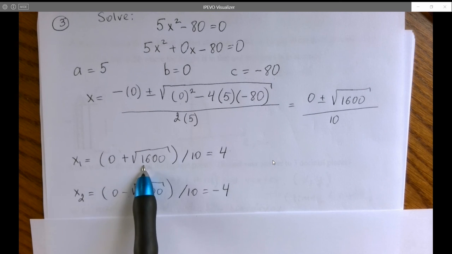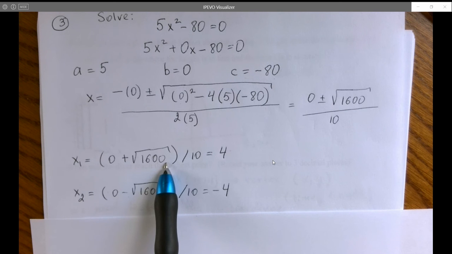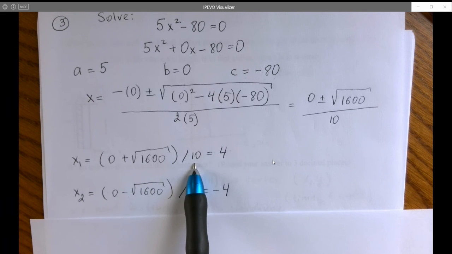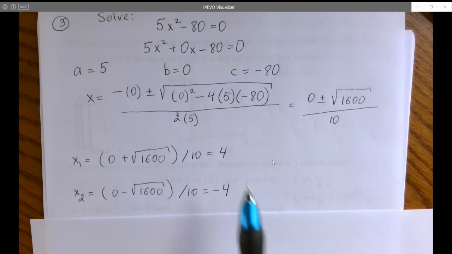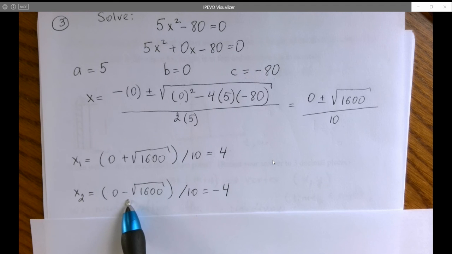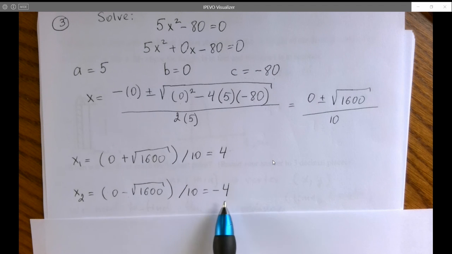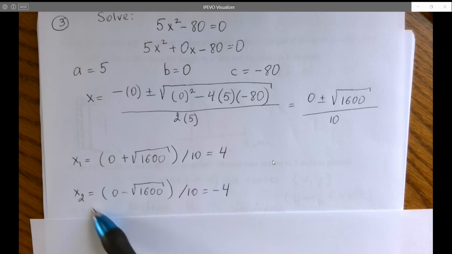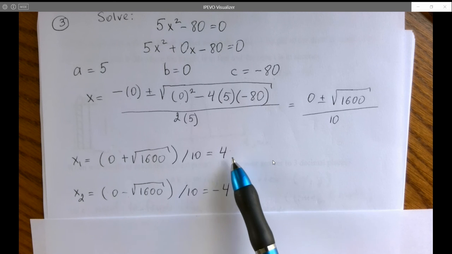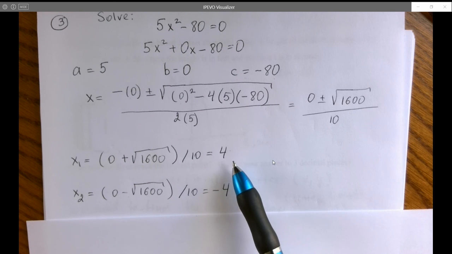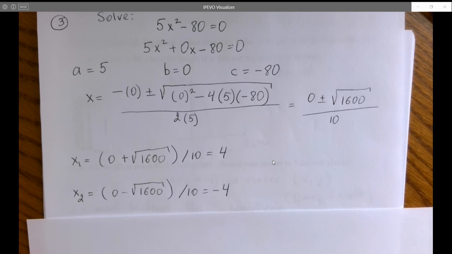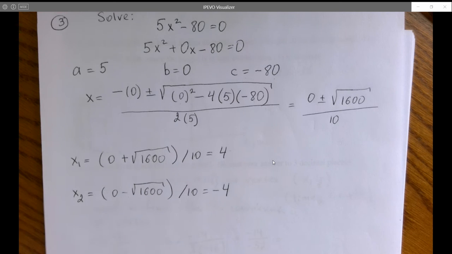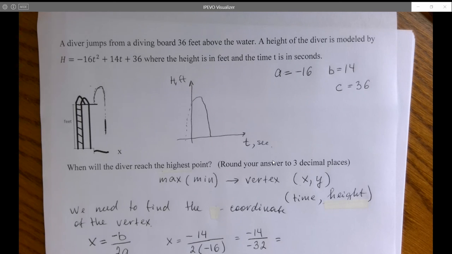0 plus square root of 1600 is 40, divided by 10 is equal to 4, and 0 minus square root of 1600 divided by 10 is negative 4. So this quadratic equation has two solutions. One is negative 4 and one is positive 4. Next, we will have a couple word problems.